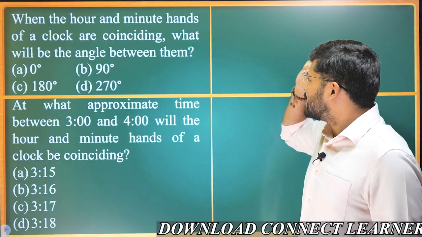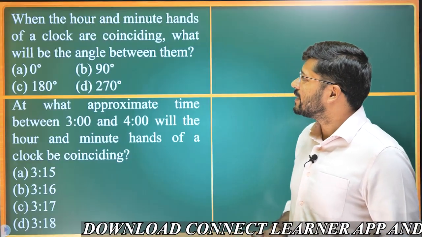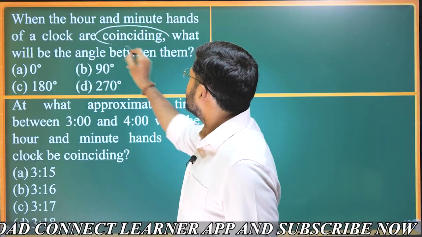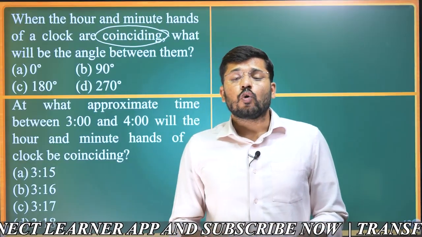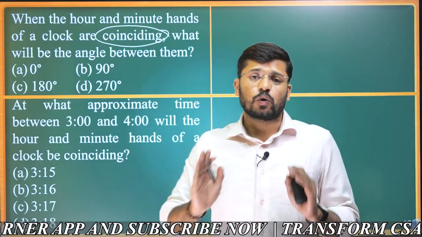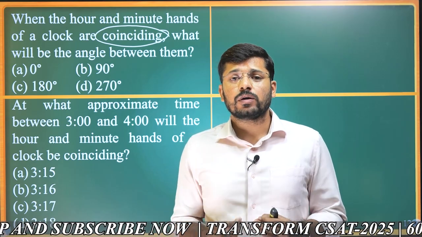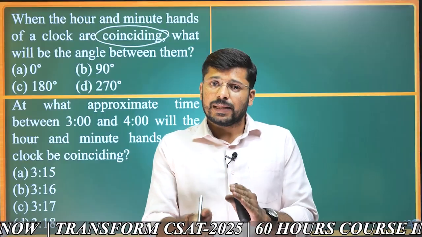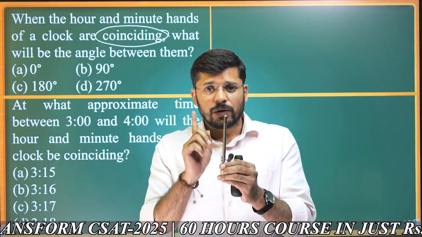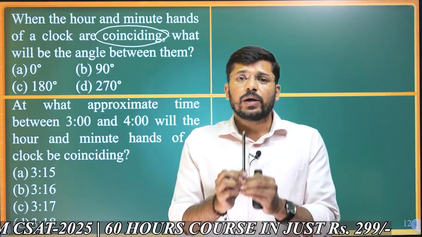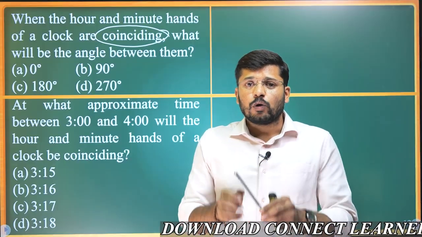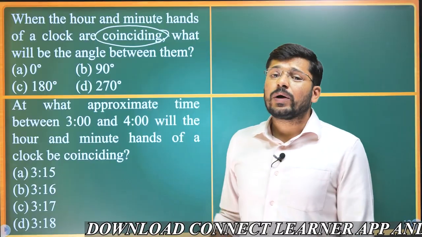When the hour and minute hands of a clock are coinciding, what will be the angle between them? What is this coinciding? Coinciding means overlapping. For example, 12 o'clock. What do the hour hand and the minute hand point to when the time is 12 o'clock? Both of them will be pointing exactly upward. The hour hand will be pointing at 12 and the minute hand will also be pointing at 12. So, they are overlapping. Such overlapping is called coinciding.